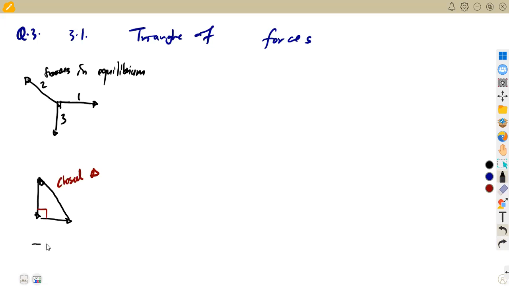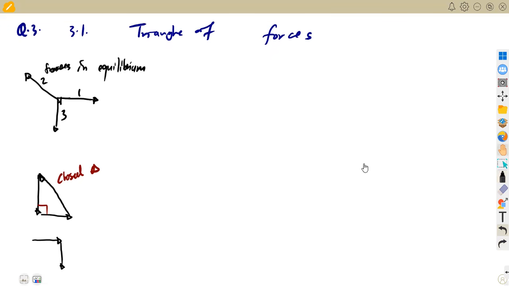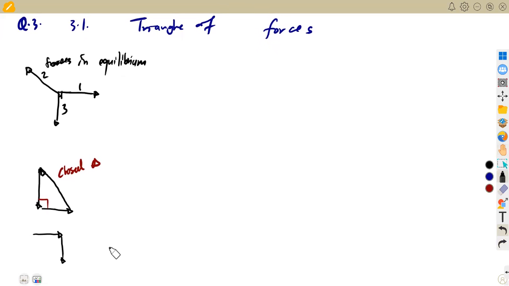So we're going to have this way. Remember, 1 is going this way, 3 is going down, and 2 is slanted. So you're just going to have a slanted force like this, going this side. So that is our 1 on the horizontal, our 3 on the vertical, and this one our 2. Okay, so let us have this in words.